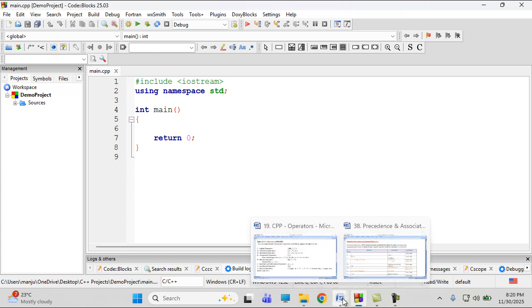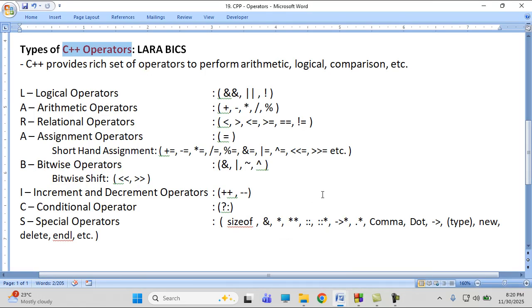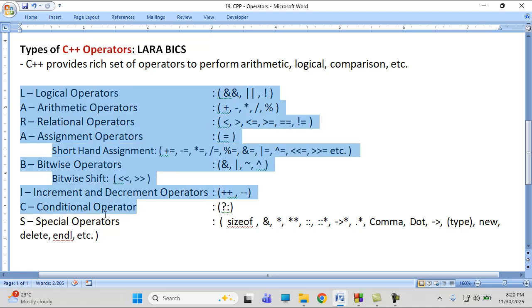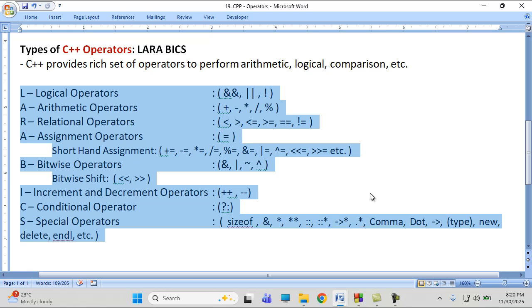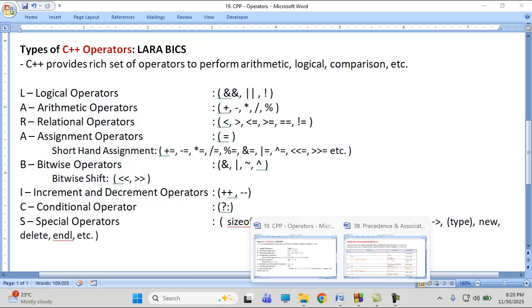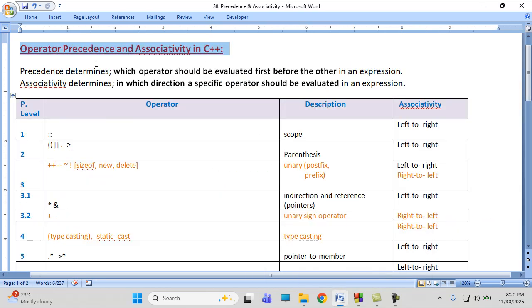From the past few video tutorials, we are trying to understand operators in C++. In the previous videos, we have discussed most of these operators in C++ in depth step by step with examples. In this video, I would like to discuss operator precedence and associativity in C++. That is, precedence and associativity of operators in C++.